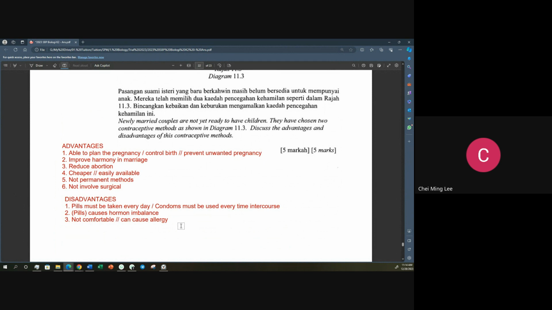So these are the advantages and disadvantages, and how we are going to give the marks is that at least one advantage and one disadvantage must be mentioned. You must at least mention one.